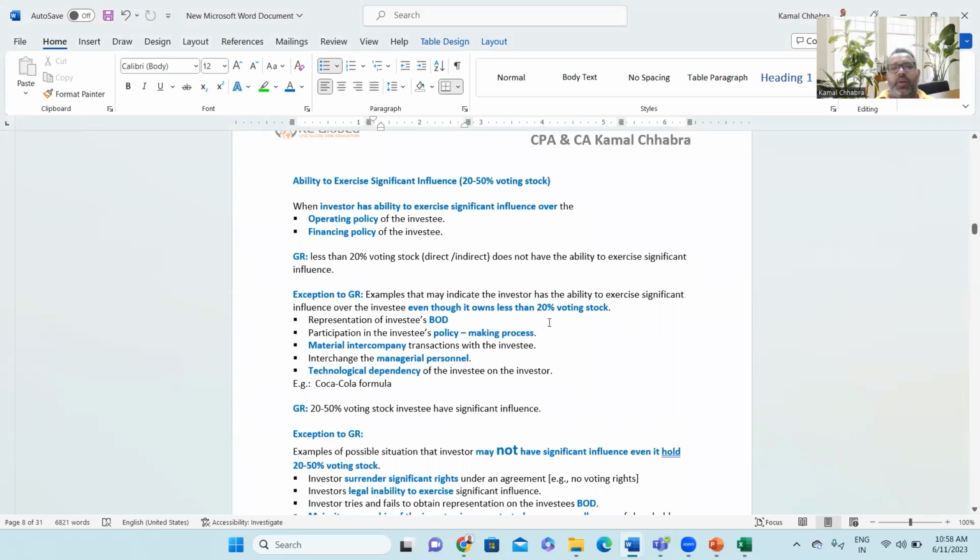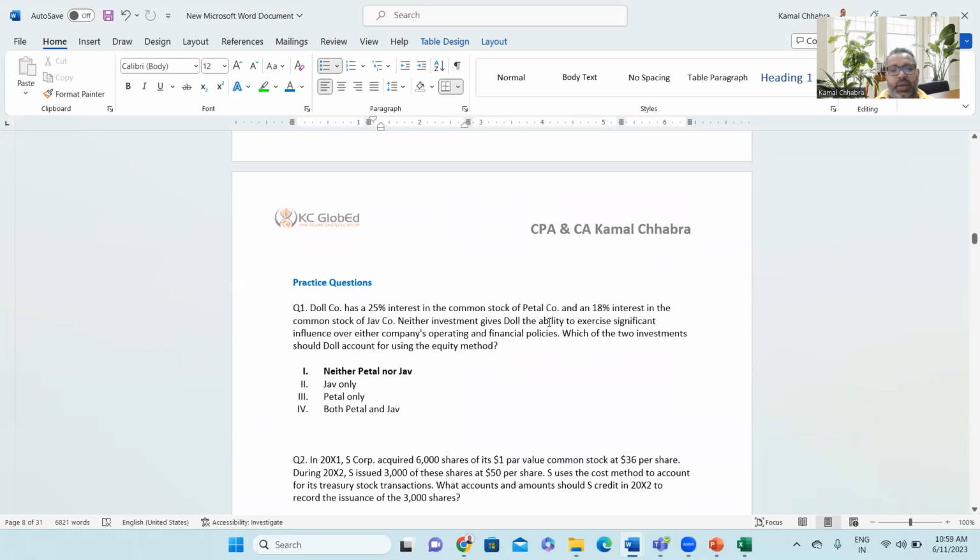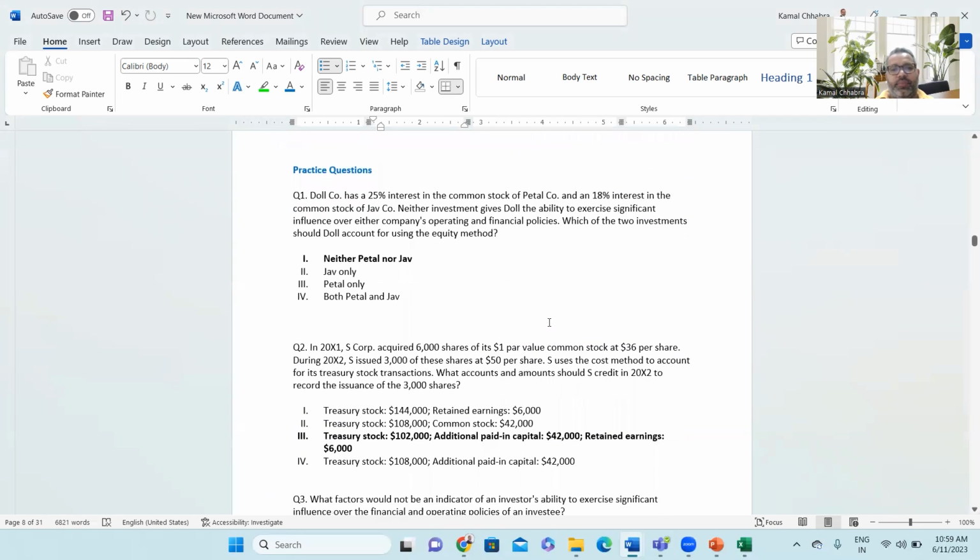Okay, so we understood what is ability to exercise significant influence, what are the general rules, and what are the exceptions to those general rules. Right, now let's do some practice questions.